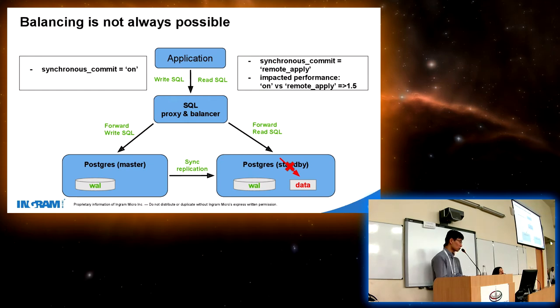So your application sends the write SQL to the proxy, like pgpool. Your proxy server is forwarding this to Postgres master, because only Postgres master accepts write SQL. Postgres is storing this information in WAL. Then we start the synchronous replication. The standby Postgres accepts the information into WAL and makes a response to the master Postgres instance. Everyone is happy. So pay attention, the data are in WAL, but they are not accessible.